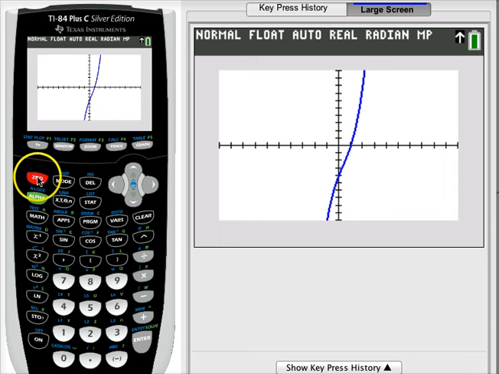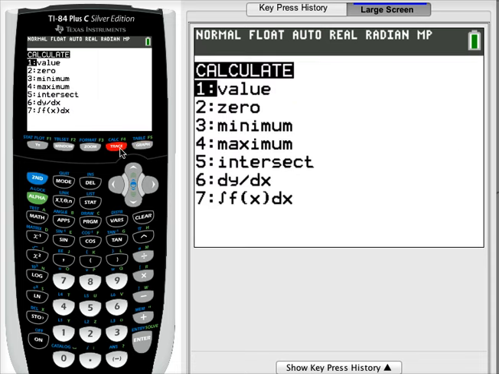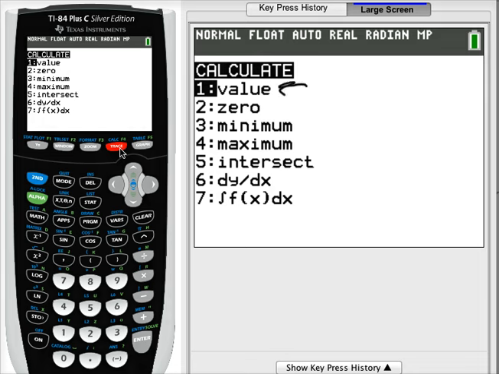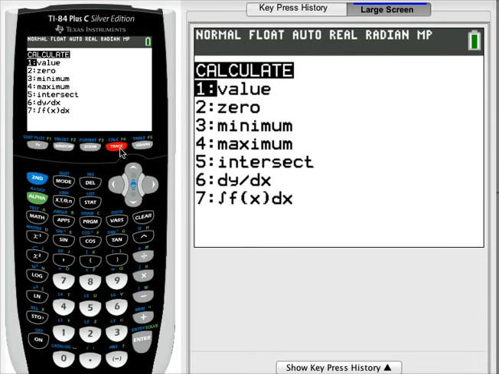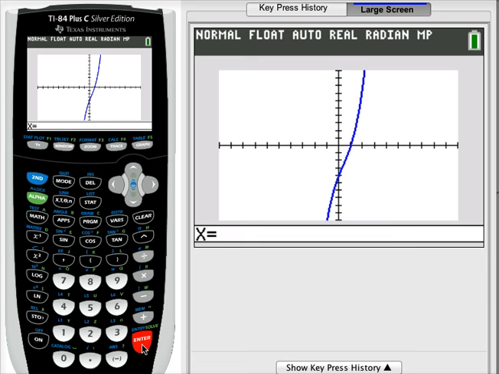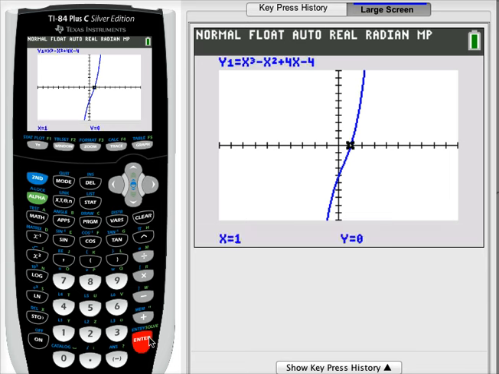So I'm going to go into the calculate menu I've shown you before, and I'm going to calculate the value. That first option right there. I want to know the value at 1. It is actually 0. See that y equals 0? So it's telling me that I was right. That x equals 1 is my first solution. It is one of the zeros.